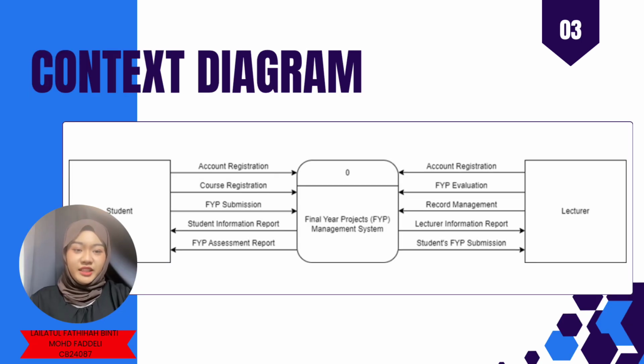This is our context diagram, which illustrates the interactions between external entities and the system. The main entities are students and lecturers. Students perform actions like registrations, FYP submissions, and viewing evaluations, while lecturers evaluate FYP and generates reports. The system serves as the central database, managing inputs and outputs for both entities to ensure seamless communications and processing.